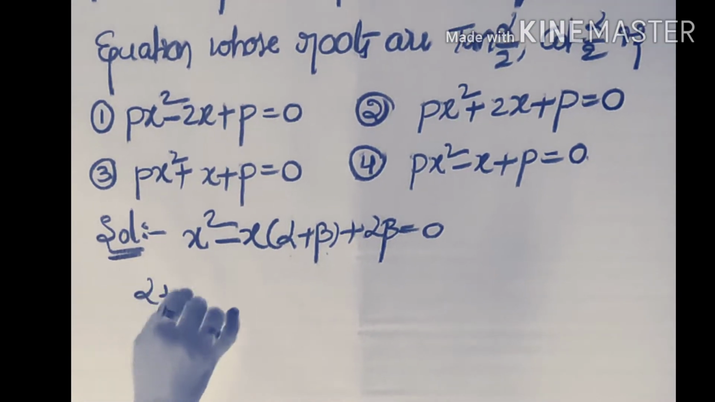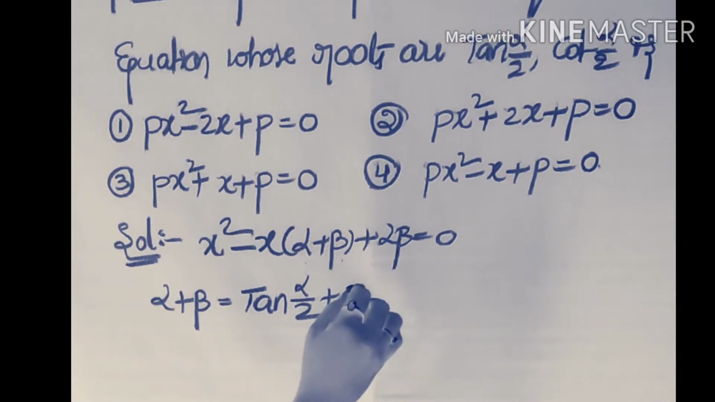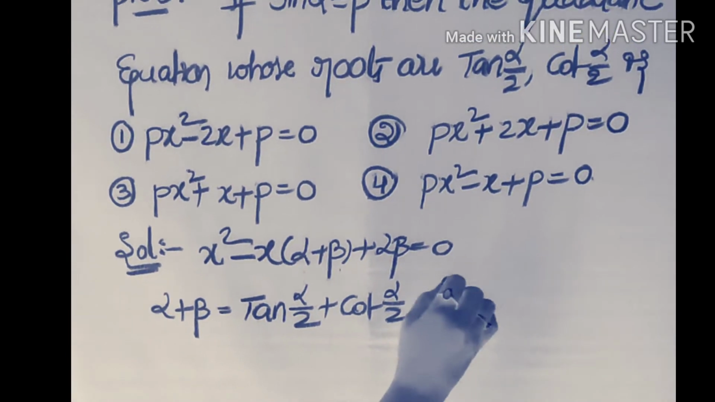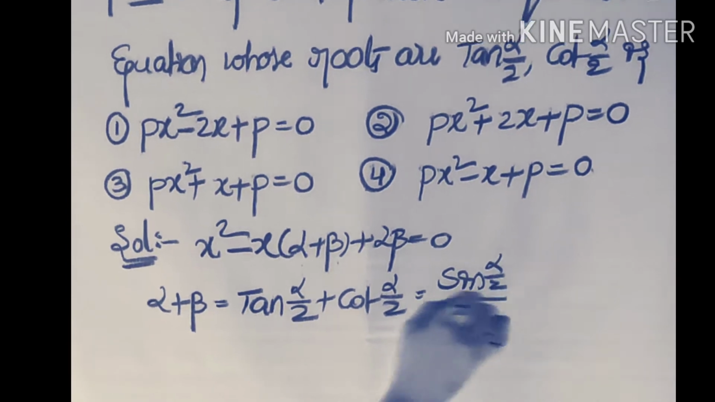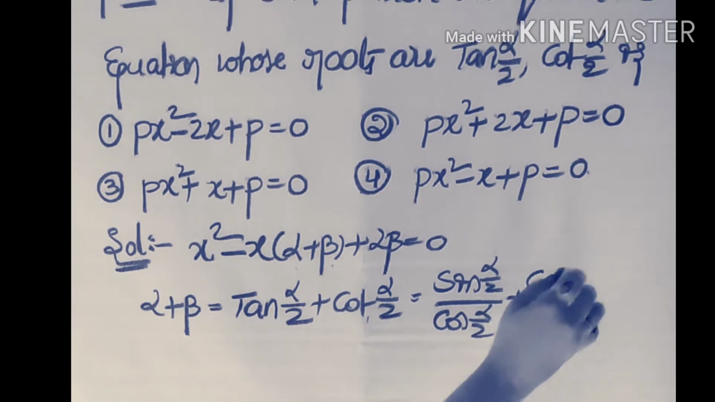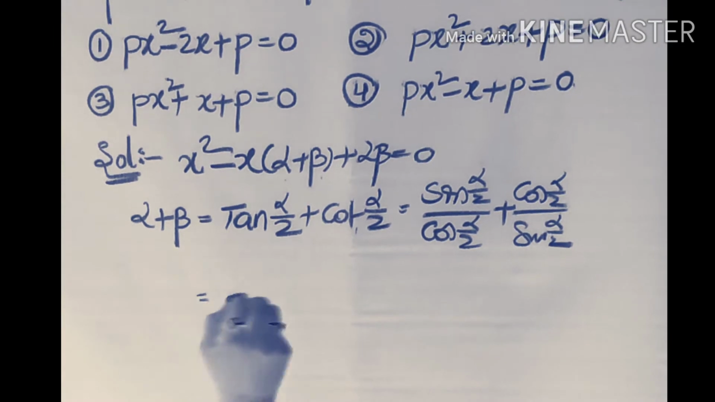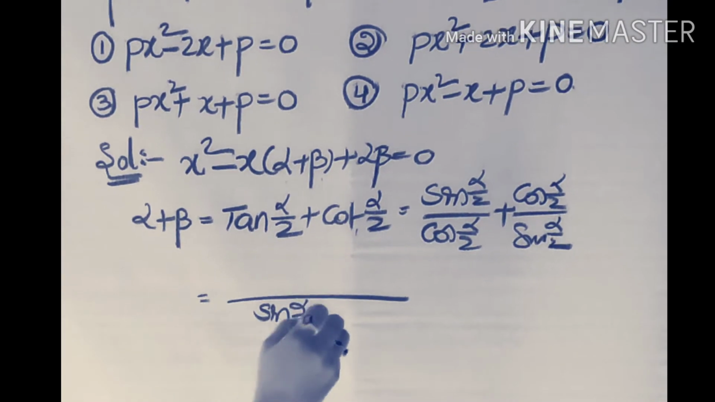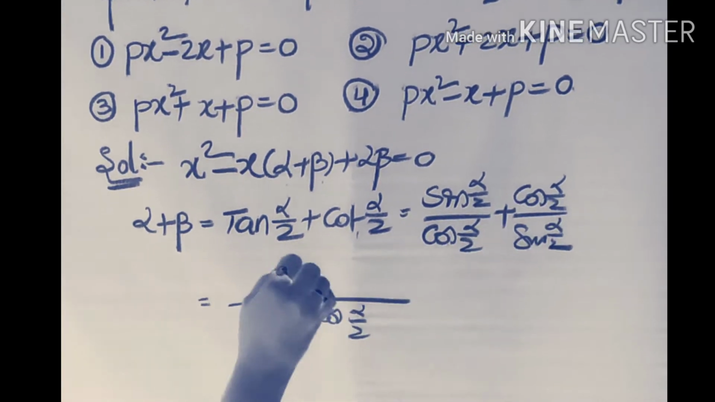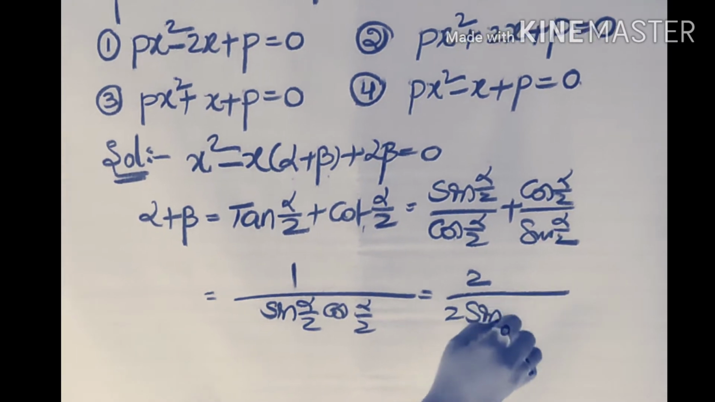So we are finding the values of alpha plus beta and alpha beta first. Alpha plus beta is equal to tan alpha by 2 plus cot alpha by 2. Now this is sin alpha by 2 by cos alpha by 2 plus cos alpha by 2 by sin alpha by 2, and this is equal to, taking LCM, sin alpha by 2 cos alpha by 2 as LCM. Now sin square alpha by 2 plus cos square alpha by 2 gives the value 1, and this is equal to 1 by sin alpha by 2 cos alpha by 2.